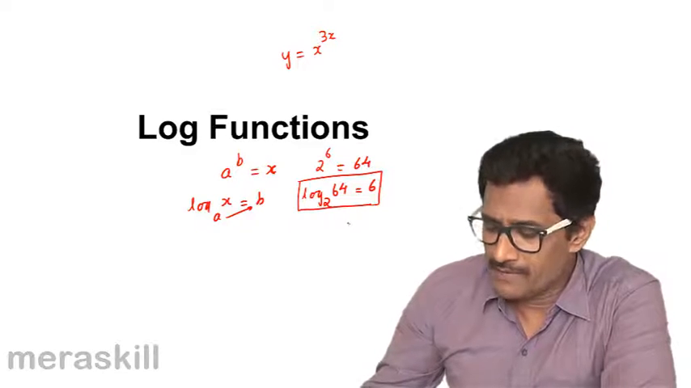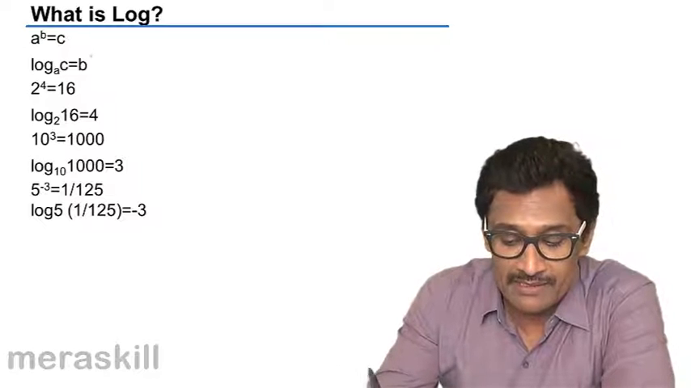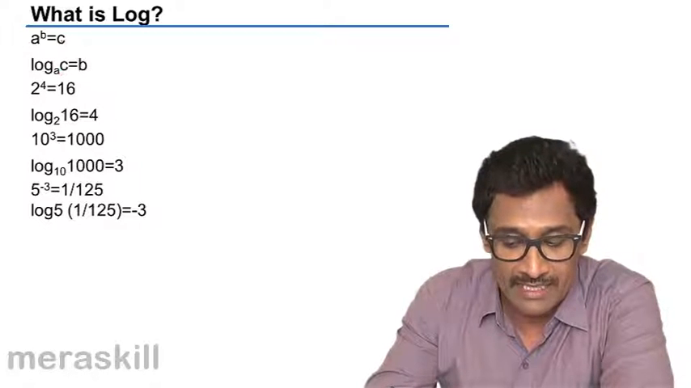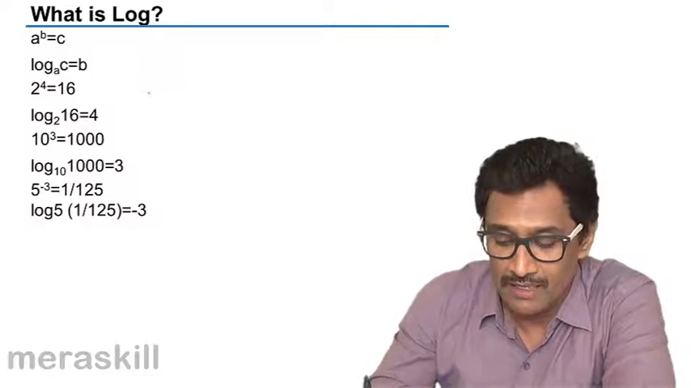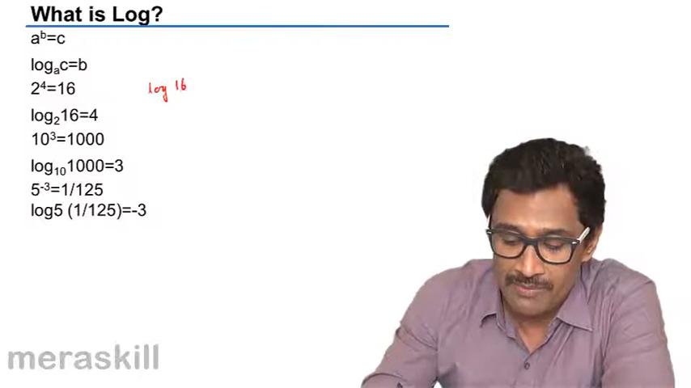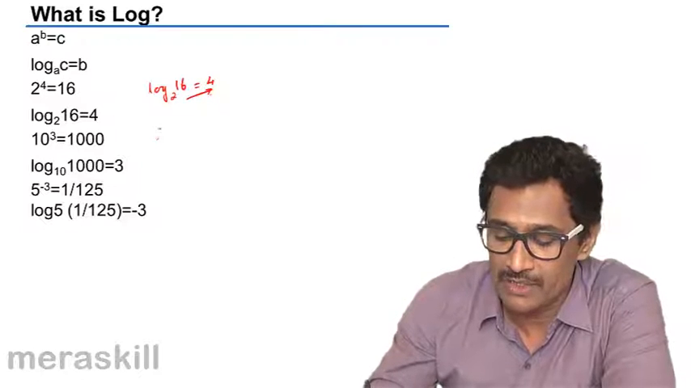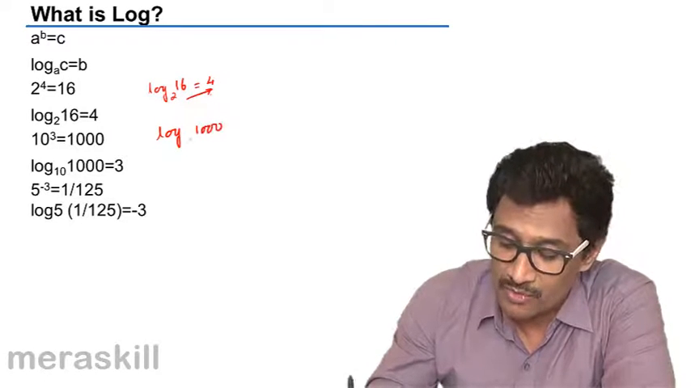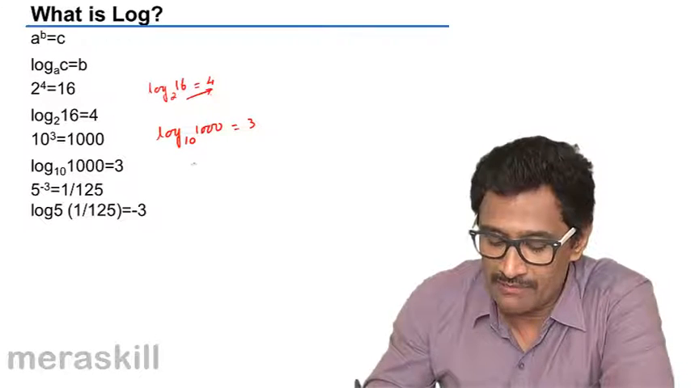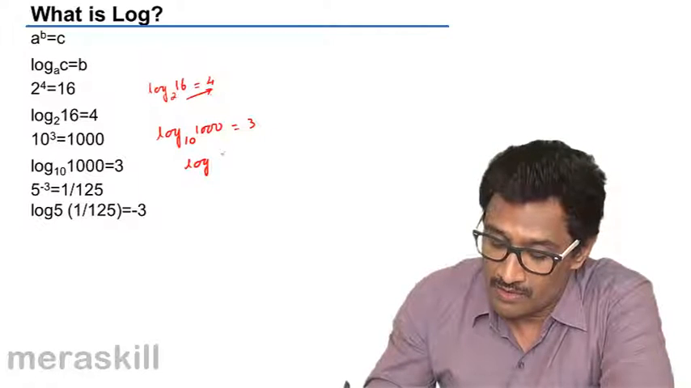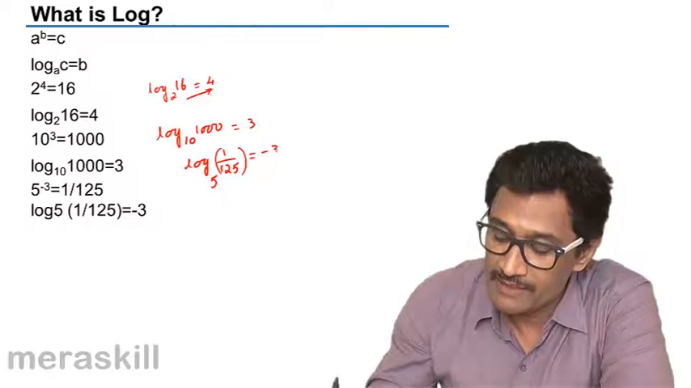Now let's quickly revise what exactly log means. As I said, you have a raised to b is c, which means log c to the base a is b. That is, the power to the same base is equal to the index. So 2 raised to 4 is 16. That means log 16 to the base 2 is 4. Similarly, 10 cube is 1000, which means log 1000 to the base 10 is equal to 3. 5 raised to minus 3 is 1 by 125. That means log 1 upon 125 to the base 5 is minus 3.